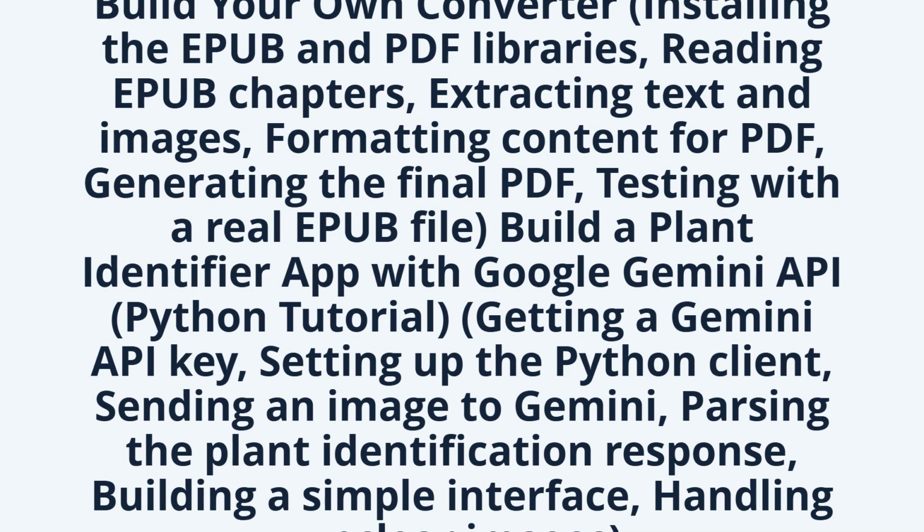In this segment, we'll begin by installing the essential libraries for our EPUB to PDF converter. Open your terminal and use pip to install ebook for reading EPUB files and ReportLab for creating PDFs. Once installed, we'll dive into reading the chapters of our EPUB. Using ebook, we'll extract the text and image content, ensuring we maintain the structure and flow, ready to be formatted for our PDF. Let's get started.